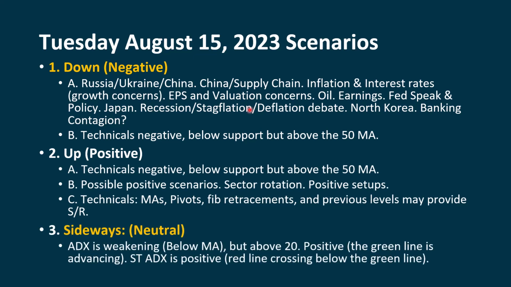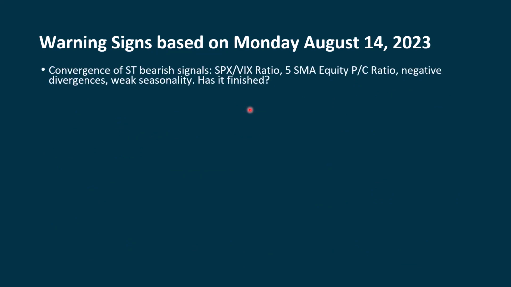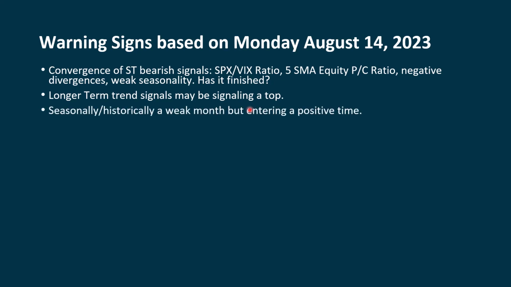We could go a little bit with the sideways trend in the short term because our ADX is dropping below 20. We're not there yet with the intermediate term chart, but it is a weakening trend. What are the warning signs? We did see a convergence of these short-term bear signals. Now we're starting to ask the question, have we finished with that? The long-term trend signals may be signaling a top. Seasonally and historically, August is kind of a weak month, but we're entering a positive time, at least during a pre-election cycle. The S&P 500 oscillators are negative, as well as the NASDAQ 100.